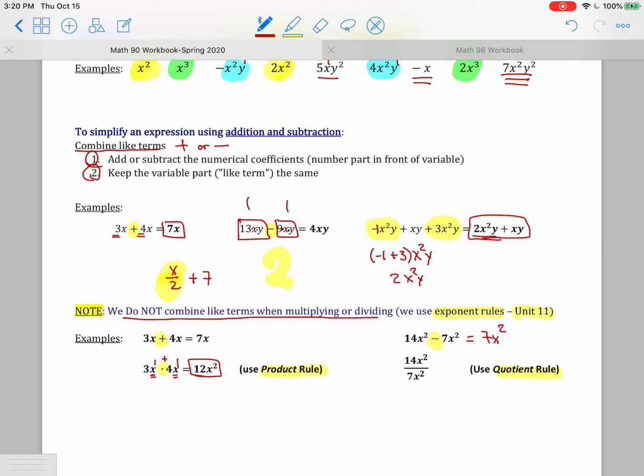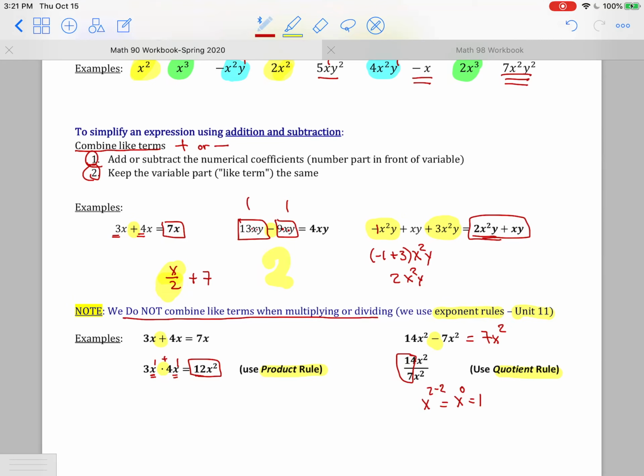Instead, we use the quotient rule, and what the quotient rule tells us is that, first of all, we would consider this as a fraction. 14 divided by 7 is going to give us 2. And with x squared divided by x squared, what we do is we subtract those exponents. So x to the 2 minus 2 is x to the 0, and that's actually a 1.